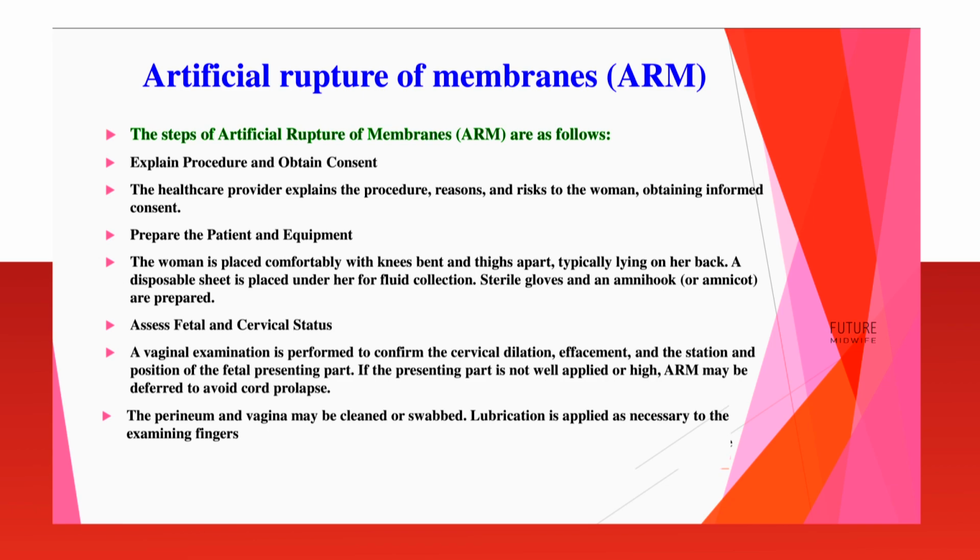Assess the fetal and cervical status. A vaginal examination is performed to confirm the cervical dilatation, effacement, station and the position of the fetal presenting part. If the presenting part is not well applied or is high, artificial rupture of membrane may be deferred to avoid cord prolapse. The perineum and vagina may be cleaned or swabbed. Lubrication is applied as necessary to the examining fingers.